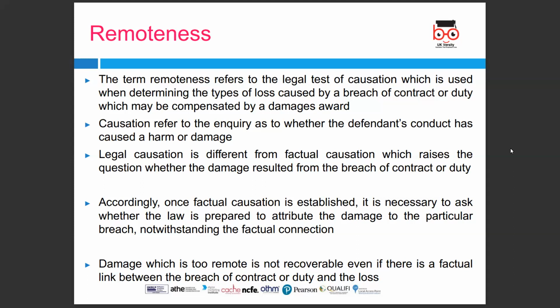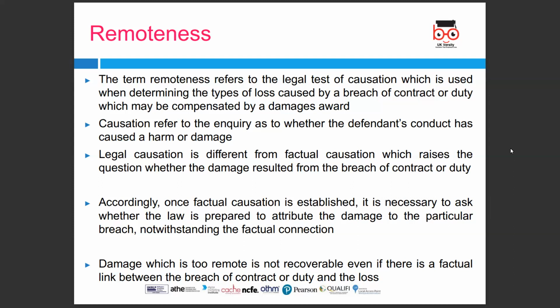In this case, Hadley and Baxendale, the crankshaft broke in the claimant's mill. He engaged the services of the defendant to deliver the crankshaft to the place where it was to be repaired and to subsequently return it after it had been repaired. Due to the negligence of the defendant, the crankshaft was returned 7 days late. The claimant was unable to use the mill during the time and claimed for loss of profit.